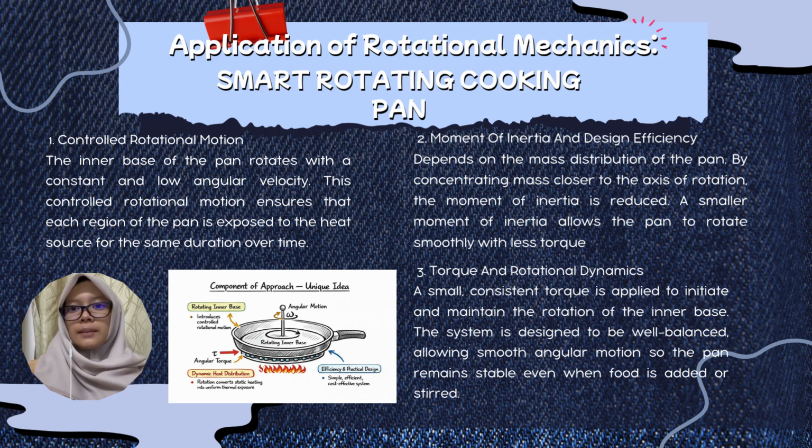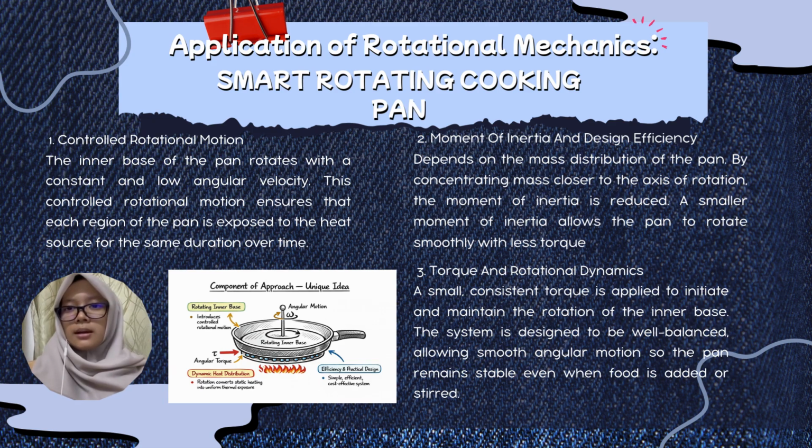The smart rotating cooking pan is controlled by rotational motion, in which the inner base of the pan is rotated slowly during cooking. This motion ensures that each region of the pan is exposed to the heat source for the same duration over time. This design also considers the moment of inertia, because it depends on the mass distribution of the pan.